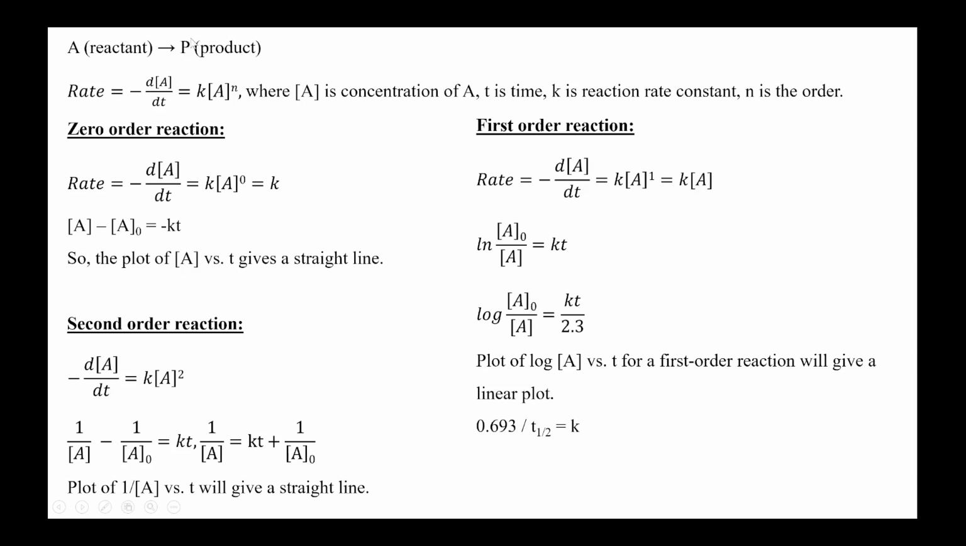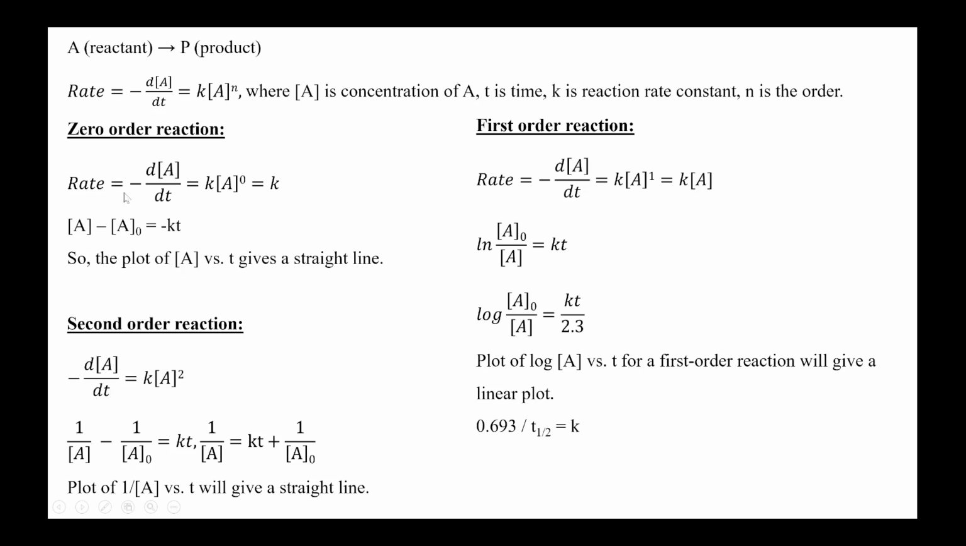So the amount of P will increase, so the change in concentration of P will be positive, but the change in concentration of A will be negative because it will go from a higher value to a lower value. It will reduce, so it will go in negative. That's why the negative sign. Also, the rate is defined as K into the concentration of A raised to the power of N, where K is the rate constant, the reaction rate constant. It is different for every order of reaction, and N is the order of reaction.